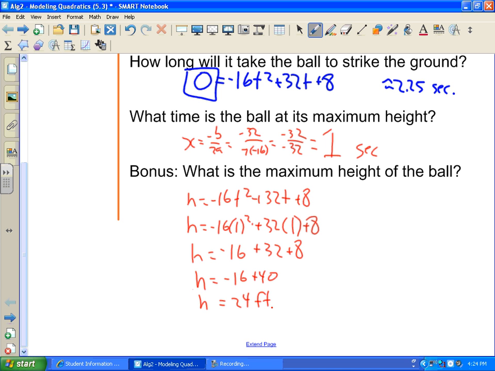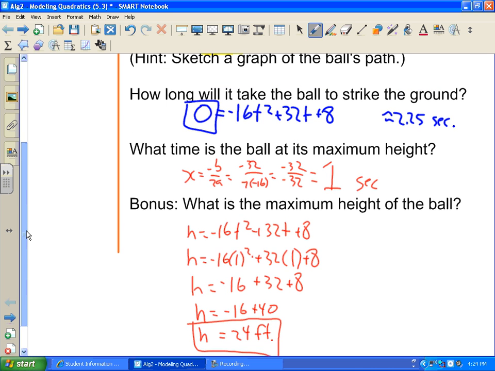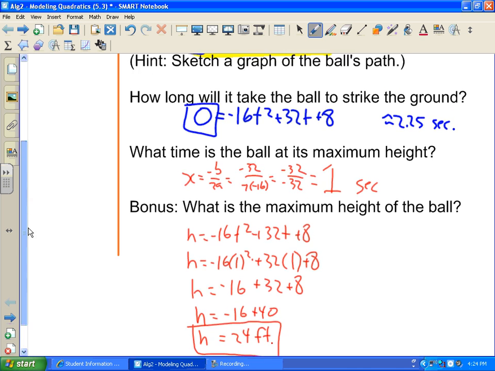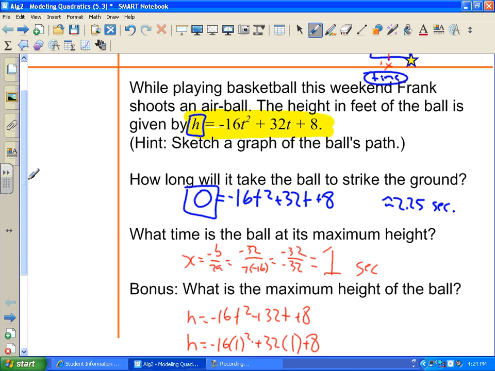That's a pretty good sized air ball on my part. So I shot the basketball. When it was about a second in the air, it got to a maximum height of 24 feet. It hit the ground in 2.25 seconds. That's what happened. And that's all we need to know there.